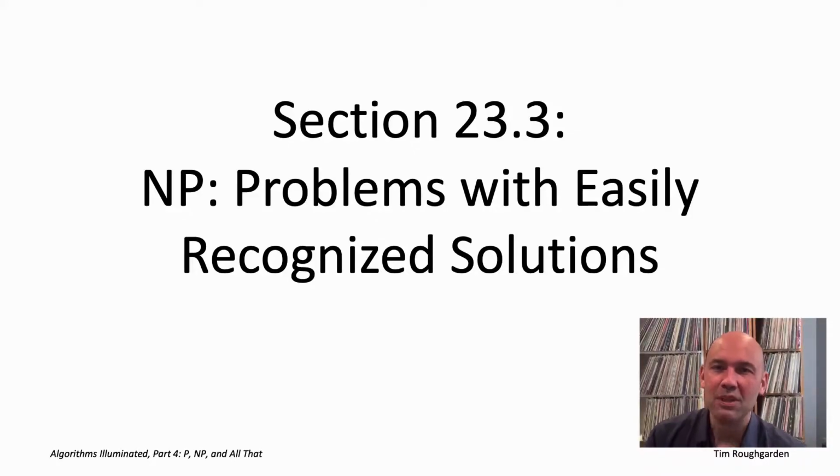Hi everyone, and welcome to this video that accompanies section 23.3 of the book Algorithms Illuminated Part 4, a section about the complexity class NP, corresponding to problems with easily recognized solutions.